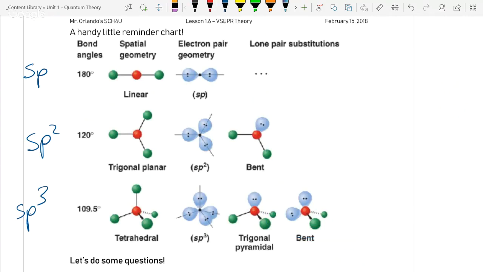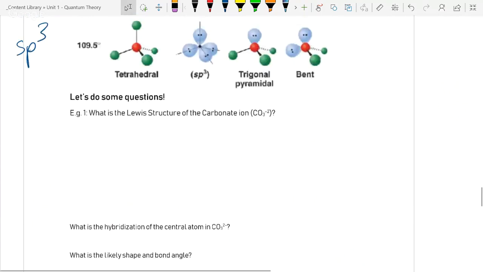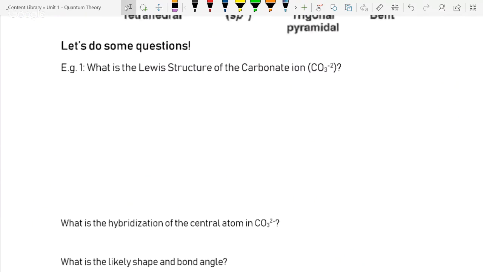Okay, now with that in mind, let's actually look at an example. Let's talk about the carbonate ion, CO3 2-. The first thing we're going to do anytime we're talking about shape, hybridization, electron configuration, any of that jazz, is count, because we're going to draw the diagram. So I want you all to draw this diagram without me.